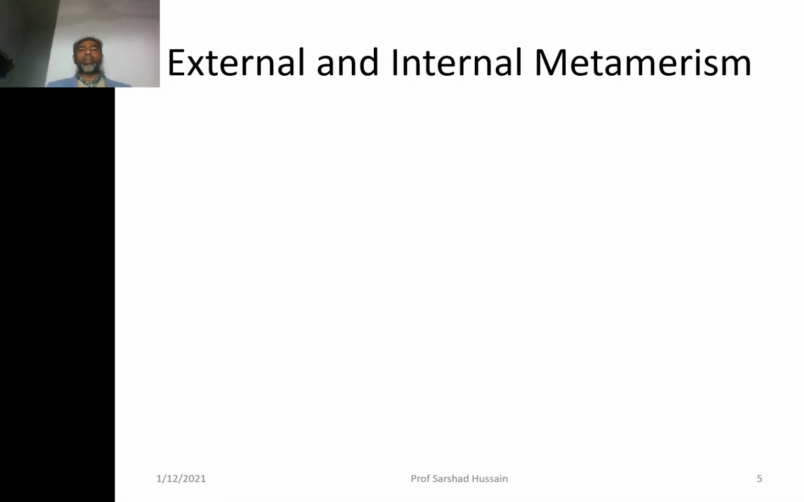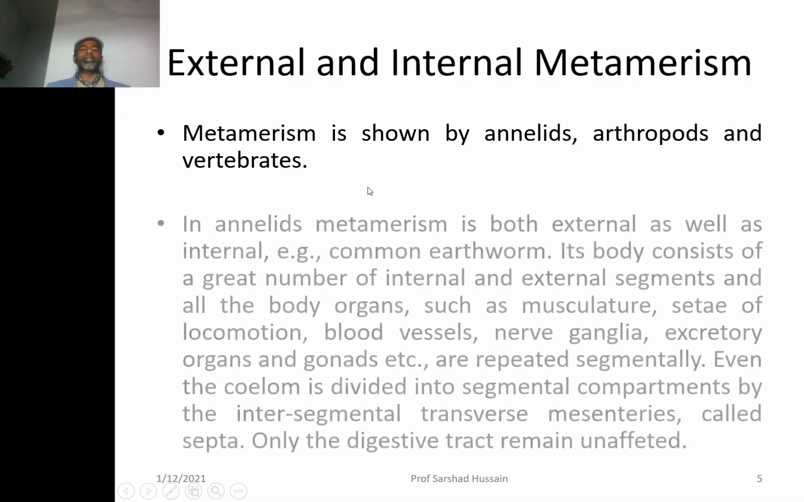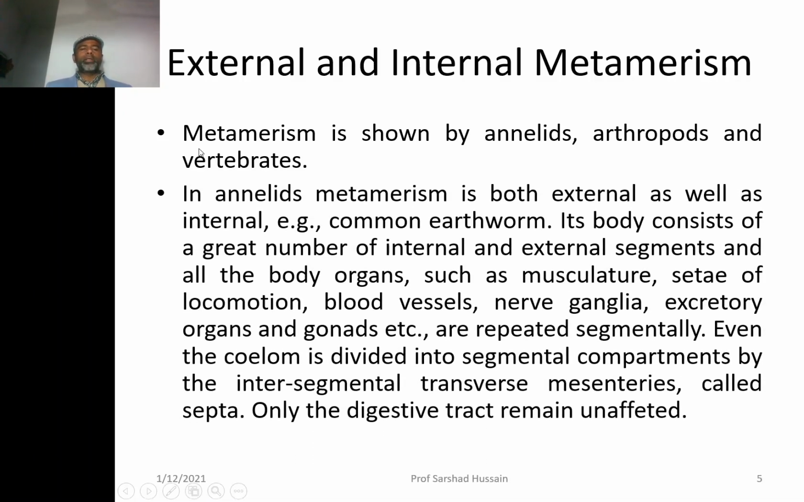Metameric segmentation may be external as well as internal. As you have seen in annelids, arthropods also, and the vertebrates all have metamerism, segmentation of the body. We vertebrates are the best example. If you just touch your vertebral column, you will see that the bones are repeated from the neck downward up to the end. So this is the best example of segmentation. In annelids, metamerism is both external as well as internal, so they are called metamerically segmented animals.